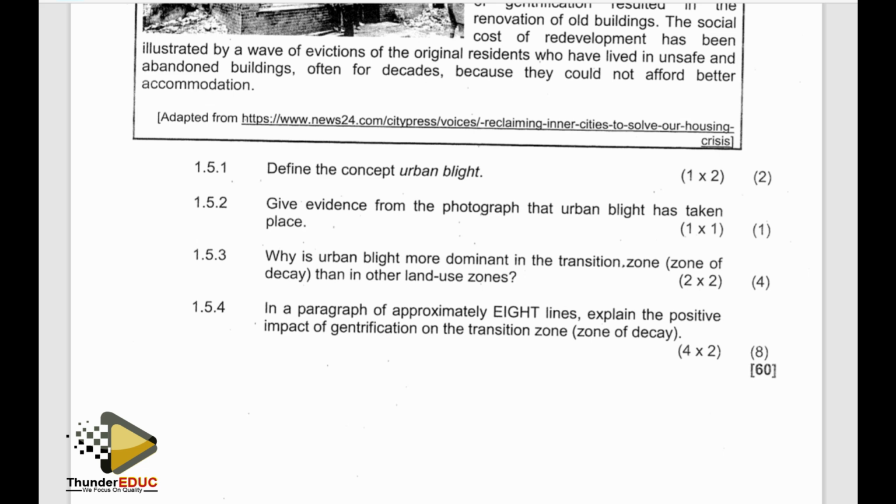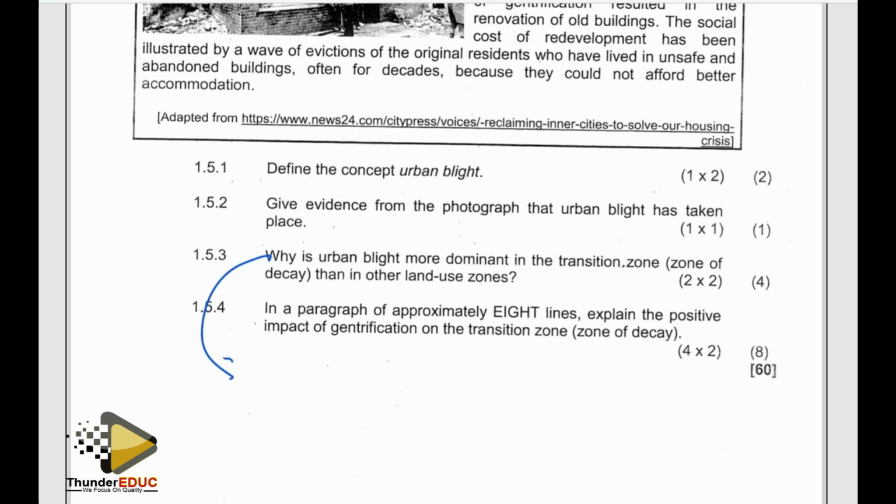Why is it that we have urban decay happening in that particular zone? Right, number one is its proximity to the CBD. This area is closer to the CBD and is exposed to the dangers of massive urbanization.